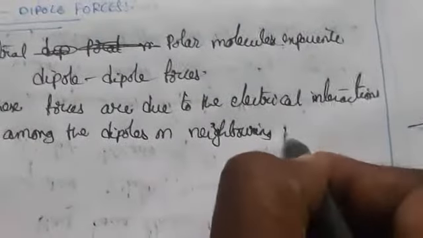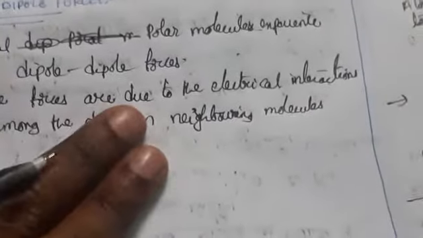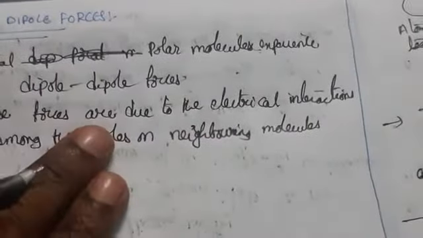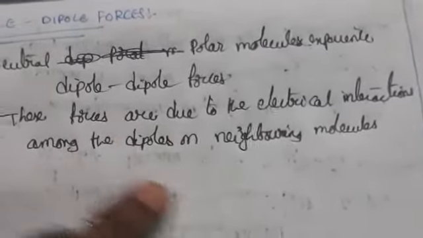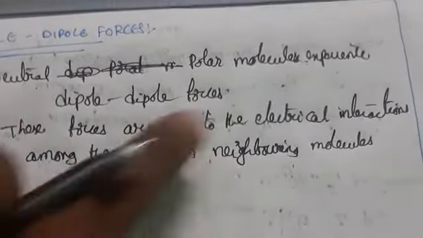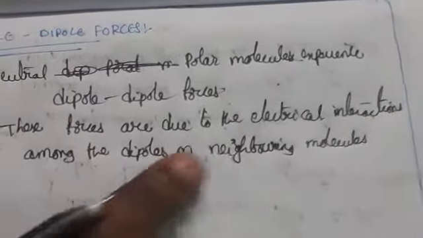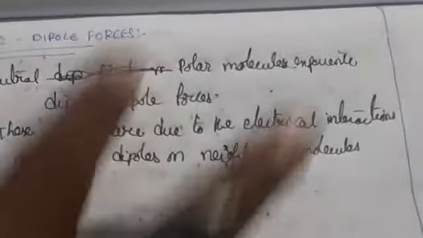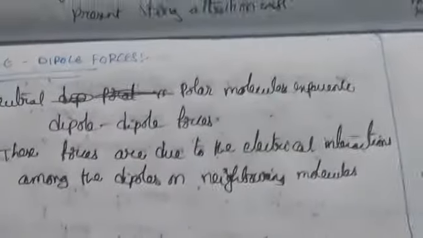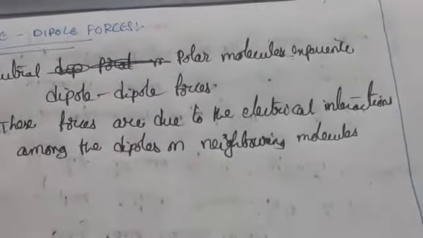Polar molecule means a molecule made of different atoms. So when you take two molecules, each with an H atom and a Cl atom, they give some type of force. There will be some interaction between them, between neighboring molecules.